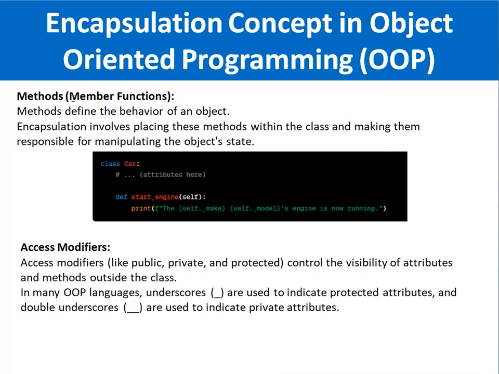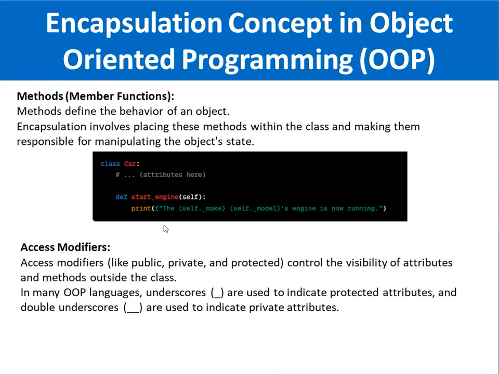There are other members as well: methods. Methods mean the behavior of an object. Encapsulation involves placing these methods within the class and making them responsible for manipulating the object's state. For example, this is a class car. Here we define start engine, which prints the make and model, the engine is now running. So in this method, you can notice that these are the members and functions, the methods and behavior of an object, making them responsible for the object's state as well. This is another example of encapsulation.